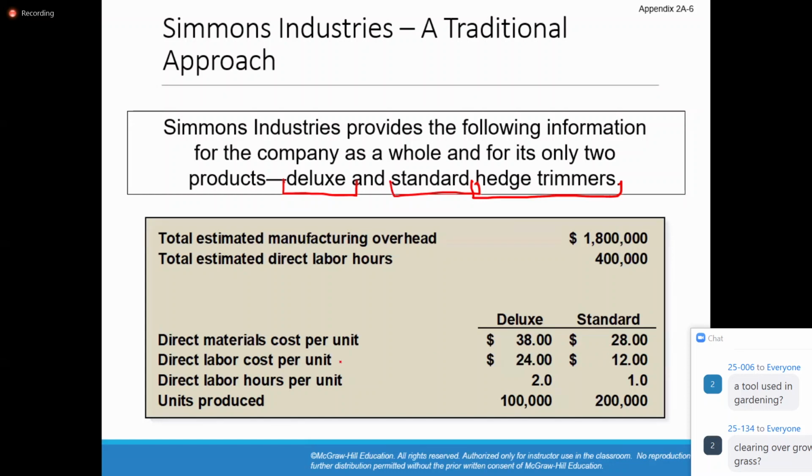And now we have the direct labor hours per unit. It requires 2 direct labor hours. It requires 1 direct labor hour. We have been given information that 100,000 deluxe products are produced and 200,000 standard hedge trimmers are produced. One basic question to you, because it will be required later. Do you expect the number of units of deluxe product should be smaller than the number of standard products? And if you expect so, what is the likely reason?